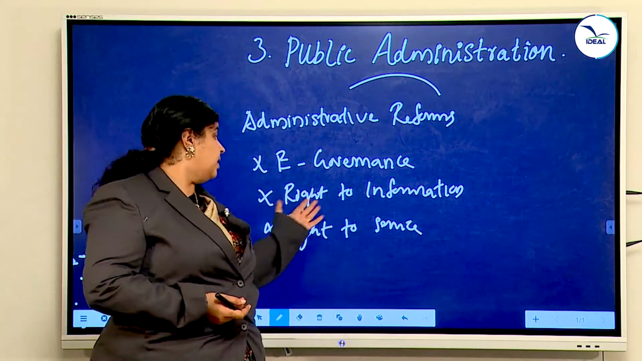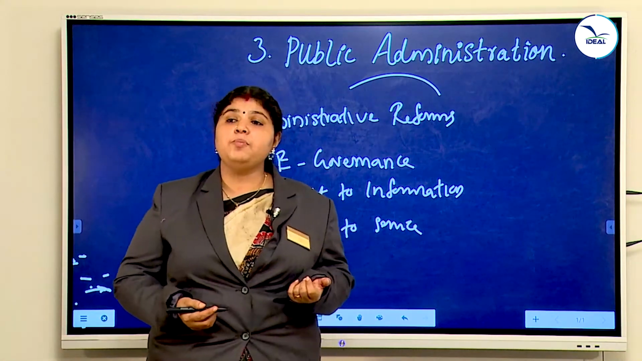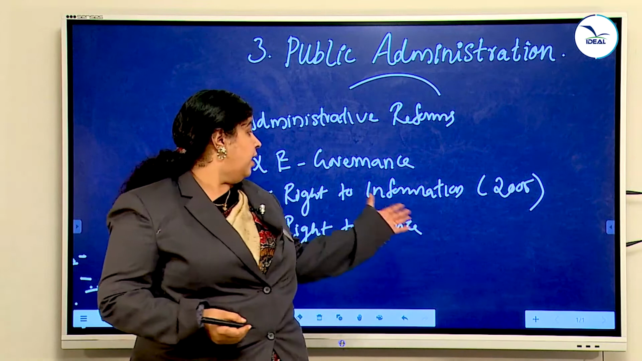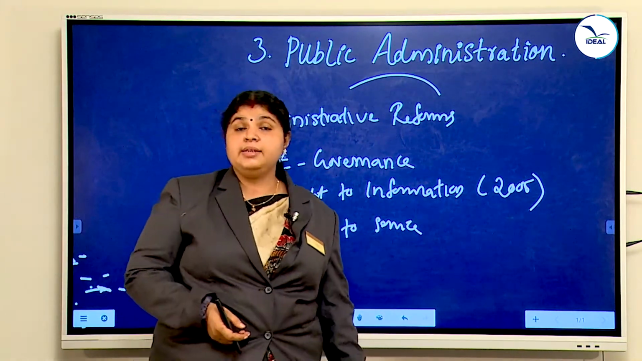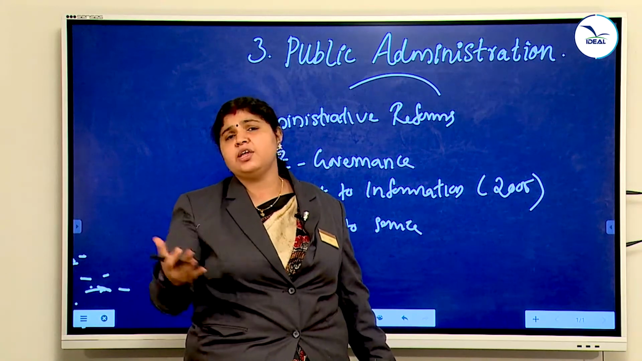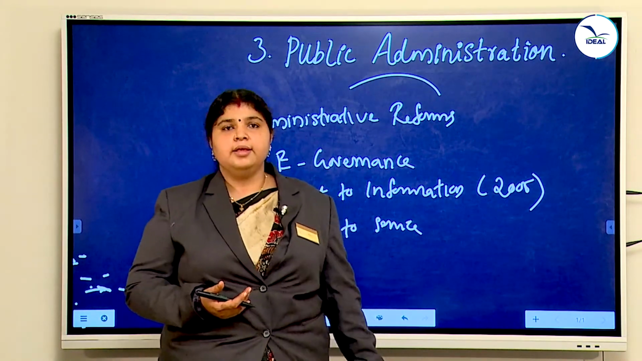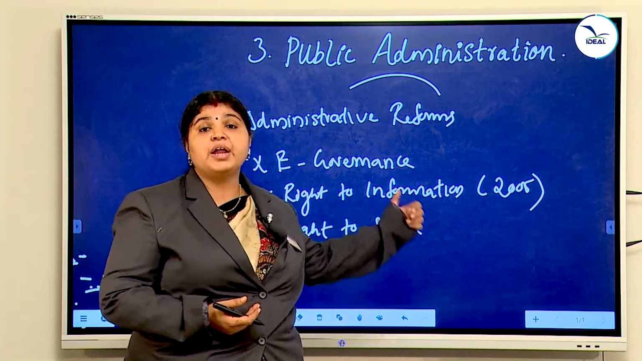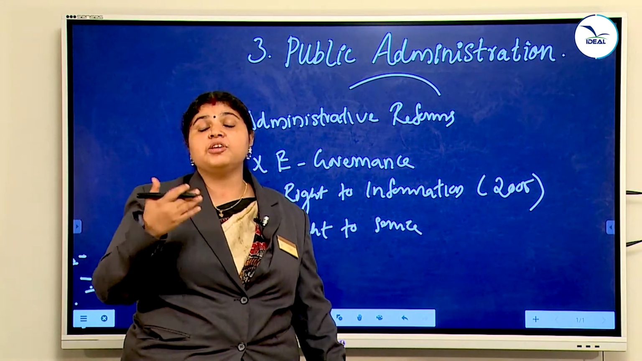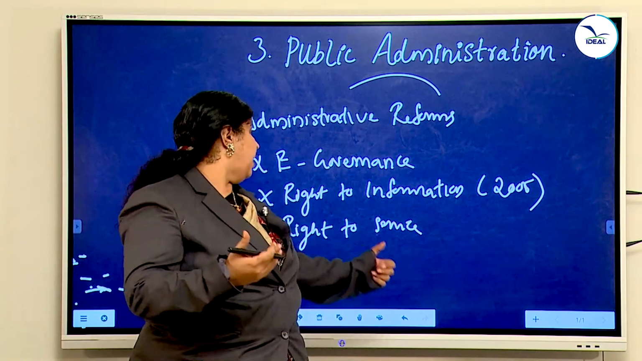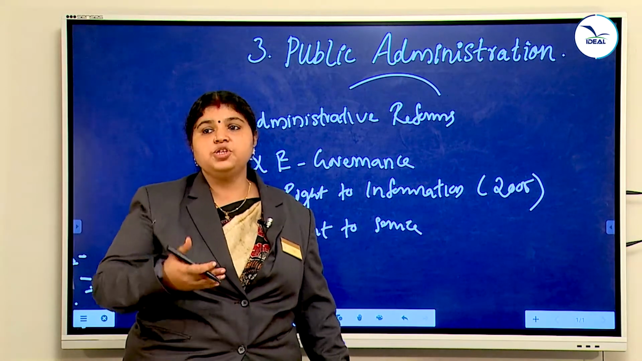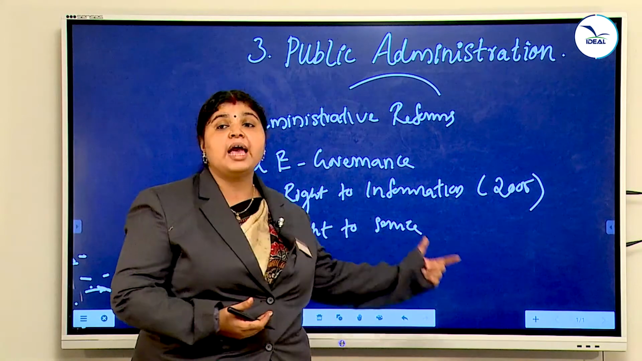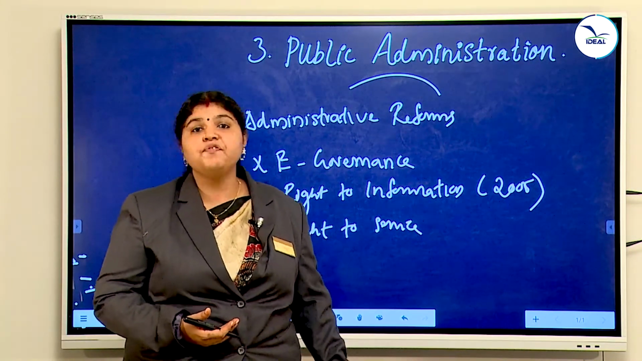The next is right to information. The Right to Information Act was passed in 2005. According to this right, Indian citizens can get any information from any government institution. The Mazdoor Kisan Shakti Sangathan of Rajasthan is behind the legislation of the Right to Information Act, and many activists also helped to make this Act a reality. So the main agency behind the Right to Information Act is the Mazdoor Kisan Shakti Sangathan of Rajasthan.